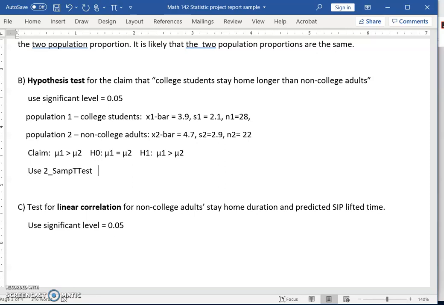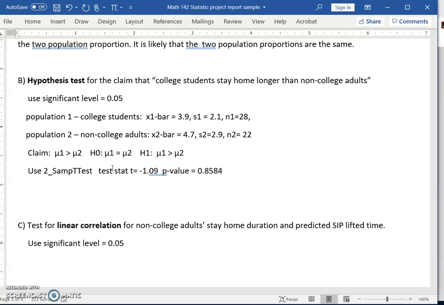So the result would be test statistic t is negative 1.09. P-value is equal to 0.8584. What should the conclusion be? The p-value 0.8584 obviously is greater than 0.05. So we say fail to reject H0.